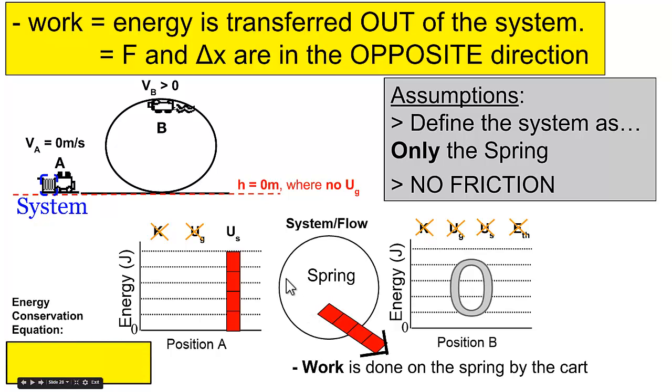Our energy conservation equation for this situation is the initial energy minus the work being done, because the energy is leaving our system, is equal to 0. So the spring potential energy that we started with minus the energy transferred out is equal to 0 in the end.